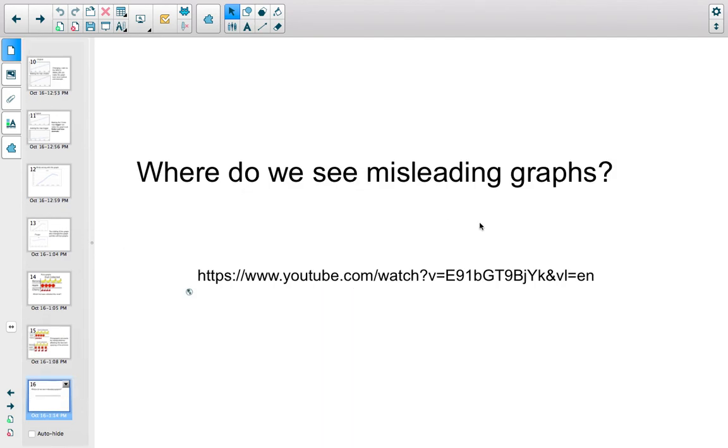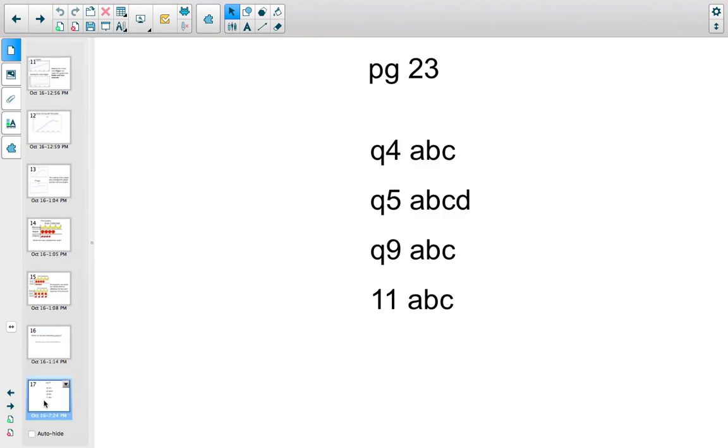So where do we see misleading graphs? This video will show you a news report that uses graphs in this way and try to convince you of something that isn't true or isn't as dramatic as it should be. So page 23, question 4, 5, 9, and 11, A, B, C for each of those, and D for 5. Try and complete those. They will talk about how to mislead and create graphs in a misleading way.